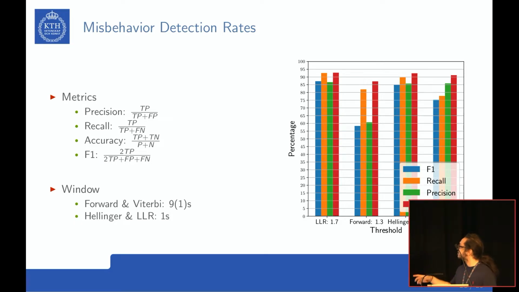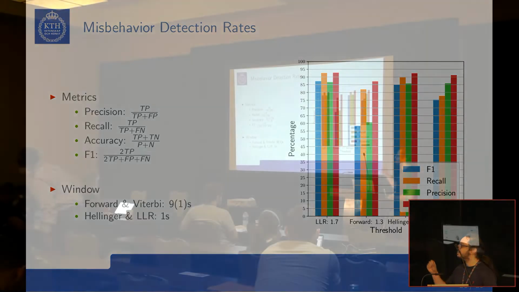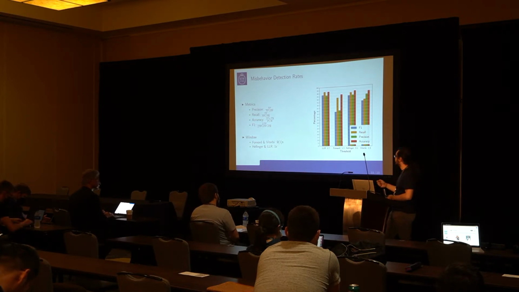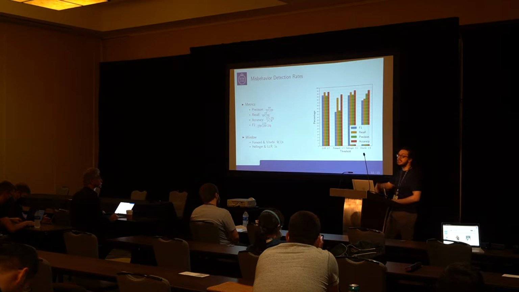Now, we will notice that forward and Viterbi are not very good at this. This is mainly because the maneuver detection module does not give very accurate results, and this effectively also affects the detection rates for our mechanism.